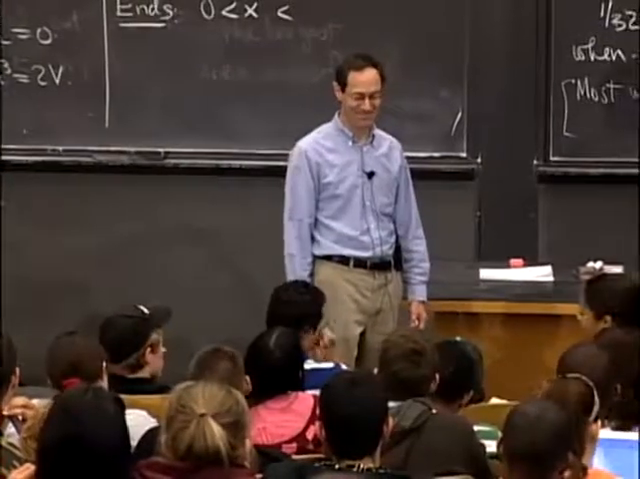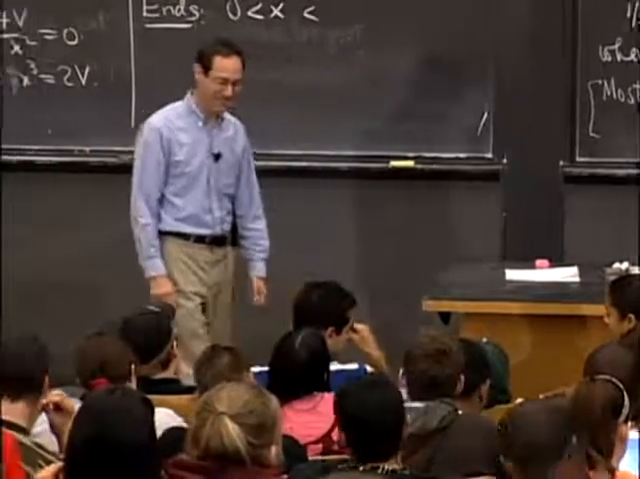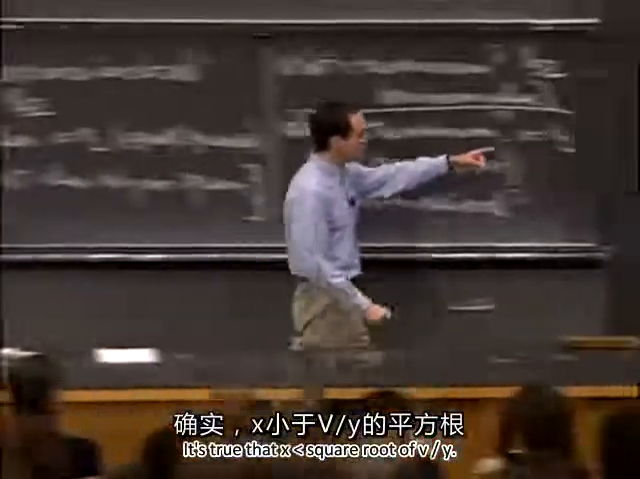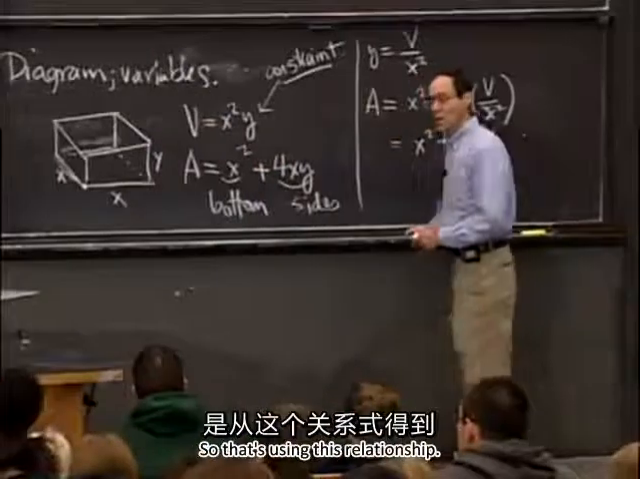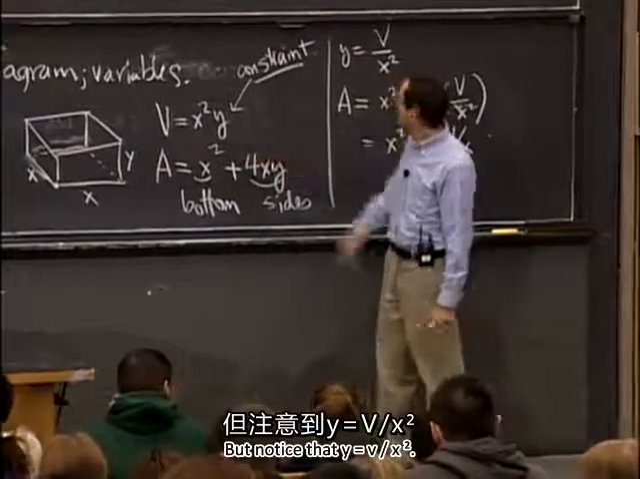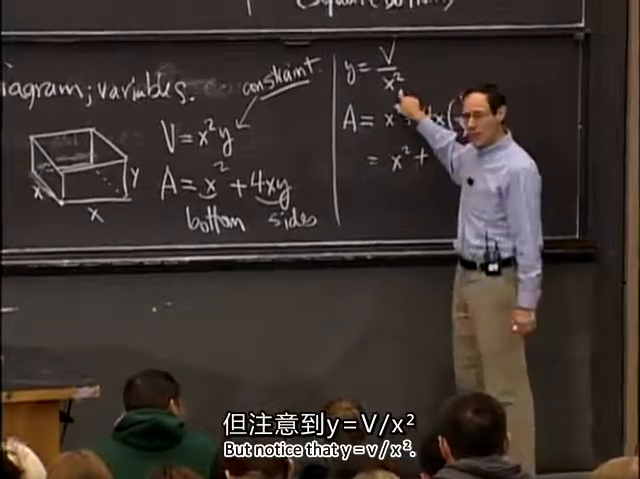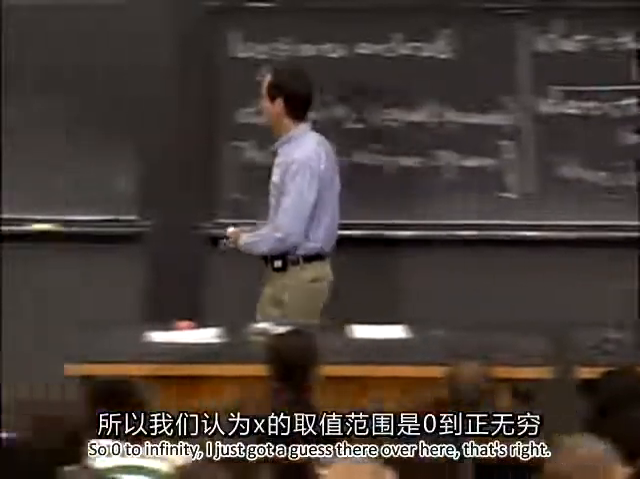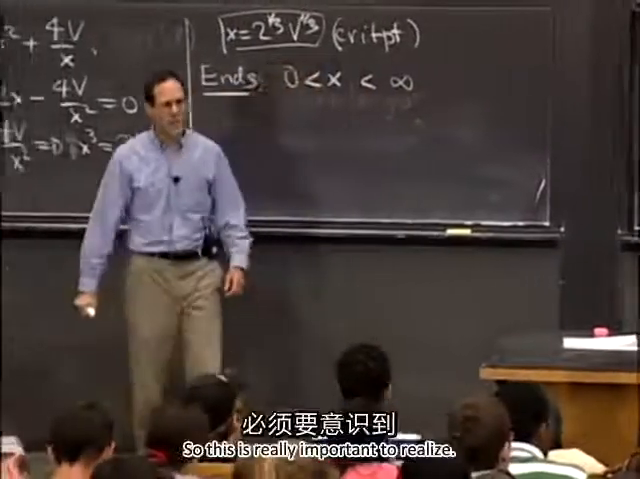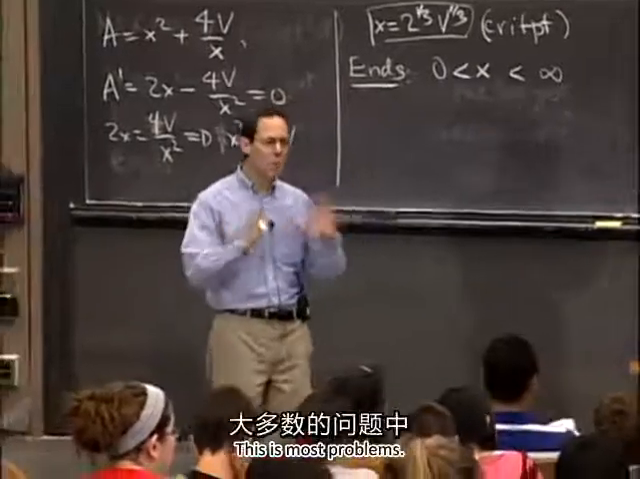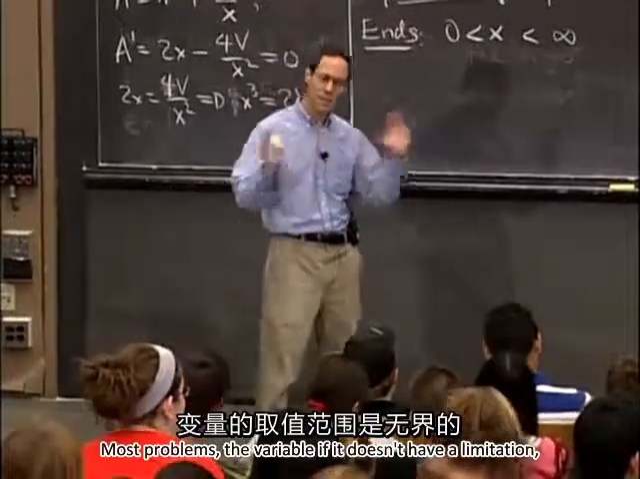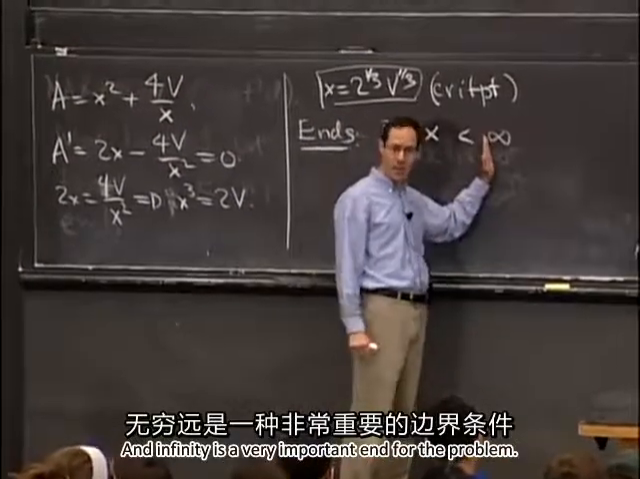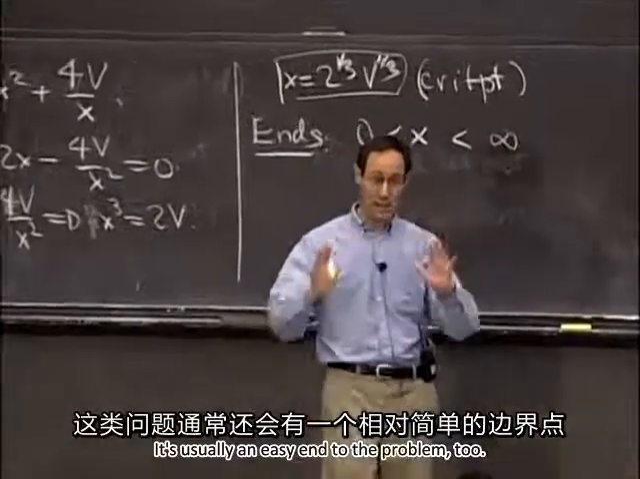X is always less than the square root of v over y. It's true that x is less than square root of v over y, so that's using this relationship. But notice that y is equal to v over x squared. So 0 to infinity. That's right. Here's the upper limit. So this is really important to realize. Most problems, the variable, if it doesn't have a limitation, usually just goes out to infinity. And infinity is a very important end for the problem. It's usually an easy end to the problem, too.